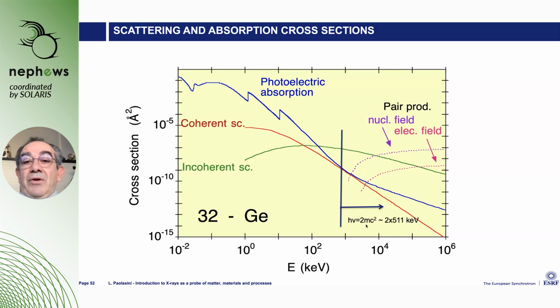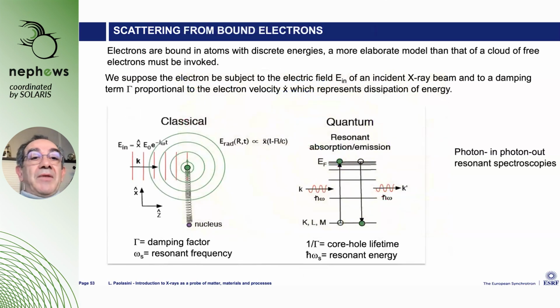Above 2 times the rest mass energy of the electron, we are moving toward the gamma ray, in which we start to produce pairs, and of course this domain is not in the case of X-rays.